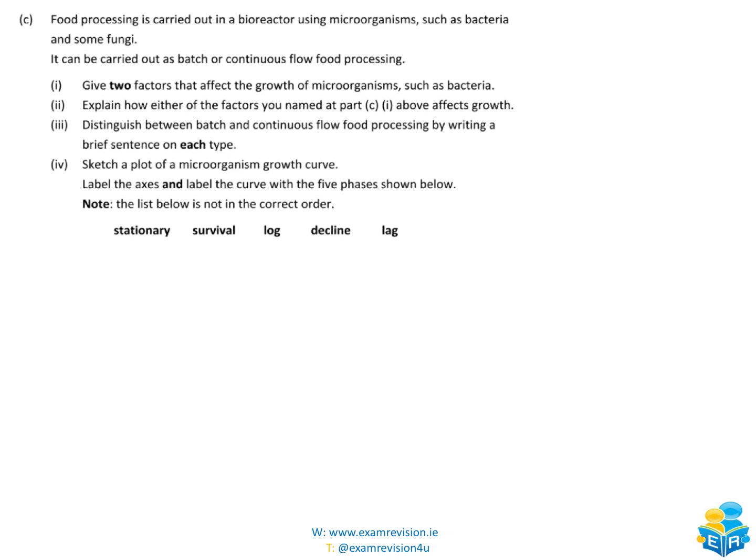So a quick exam question here then, associated with everything that we've looked at in the last couple of minutes. Food processing is carried out in a bioreactor using microorganisms such as bacteria and some fungi. It can be carried out as batch or continuous flow food processing. So part one, give two factors that affect the growth of microorganisms such as bacteria. We actually saw five of them earlier on. So we could have temperature, pH, oxygen concentration. Again, you only need two. I'll write down as many as we can.